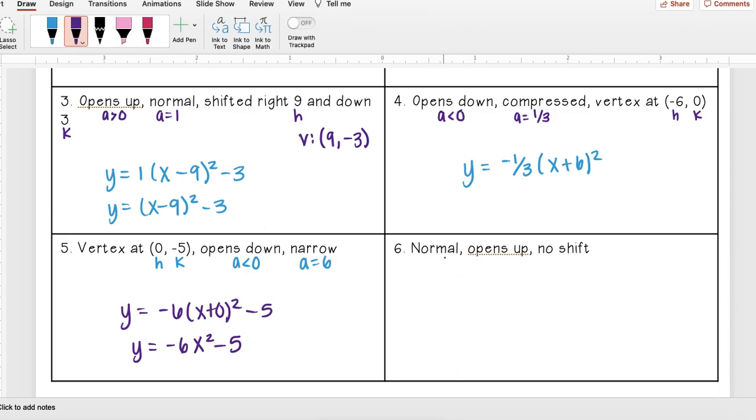Okay, and then for this last one, it says it's normal, so a is equal to 1. Opens up, so that means that a is greater than 0. And then it says there's no shift, so that means it doesn't go to the right or left, it doesn't go up or down. And so this is really just the parent function. Because a is equal to 1, which you can write the 1 there if you want to, and it doesn't go to the right or left, it doesn't go up or down. So I just have y equals x squared.